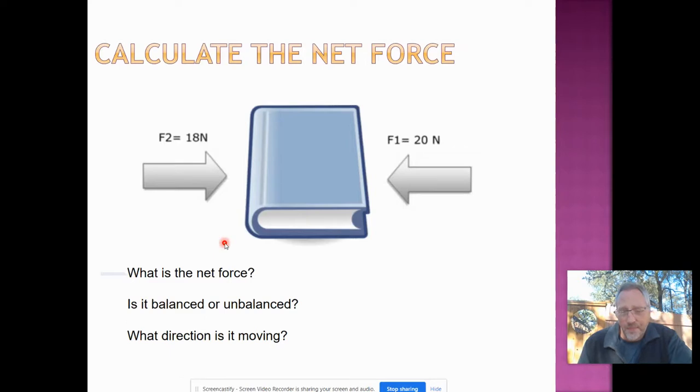Let's look at this one. Okay, you have a book. There's 18 newtons pushing on the right. There's 20 newtons pulling on the left. What is the net force of all that? Is it balanced or unbalanced? What direction is it moving?